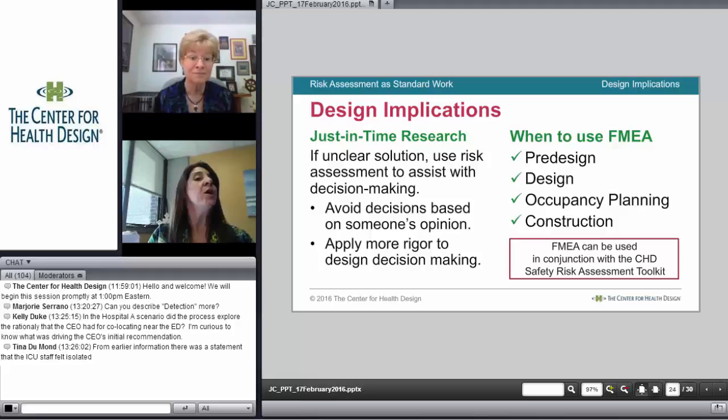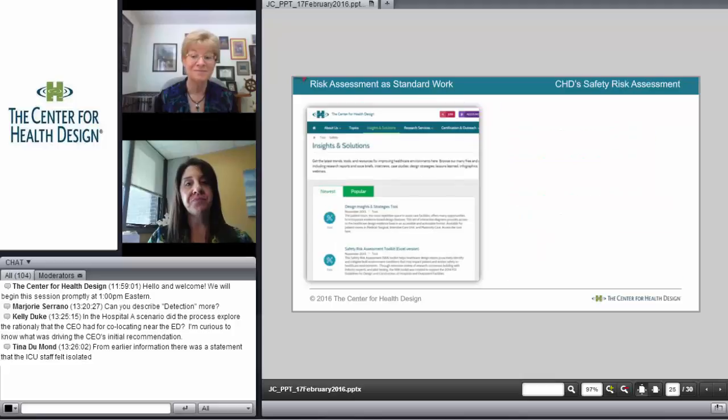The center's tool, wow, lots and lots of time and effort went into the development of that. That's where I first met you, was working on that advisory group. So, yes, if folks haven't seen that, I really strongly encourage you to go to the center's new website and check that out.